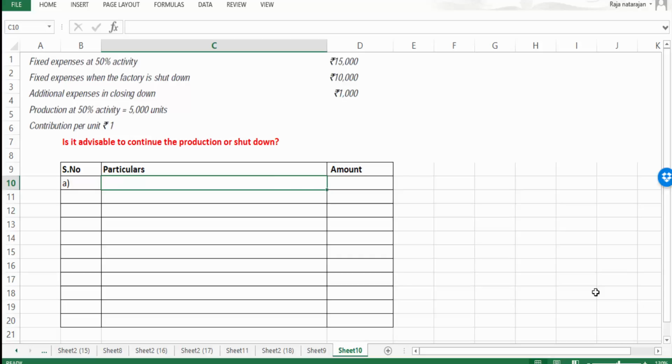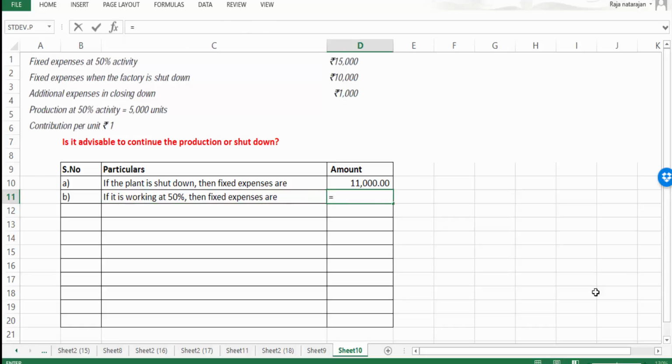Item A. Now, if the plant is shut down, what is going to be your expense? So I'll write: if the plant is shut down, then fixed expenses are, you have this 10,000 plus you also have 1,000, so it is 11,000. Okay. Now if you continue the plant, if you are going to work at 50%, then fixed expenses are nothing but 15,000, directly given in the question. Okay, so the additional fixed expenses you are going to incur by working at 50% capacity is B minus A. It's going to be 15,000 minus 11,000, you get 4,000.